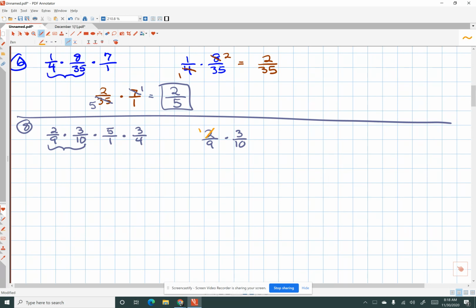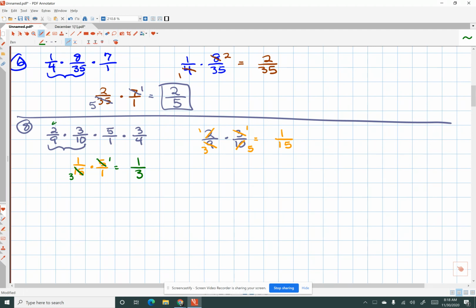2 divided by 2 is 1. 10 divided by 2 is 5. 3 divided by 3 is 1, and 9 divided by 3 is 3. When I multiply across, I have 1/15. So now I'm going to take that 1/15 and multiply it by 5 over 1. And when I simplify, 5 divided by 5 is 1. 15 divided by 5 is 3. Multiplying across, our answer is 1/3.